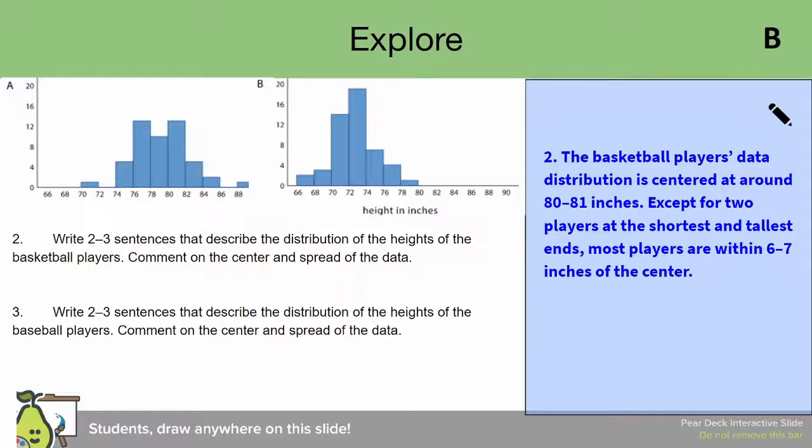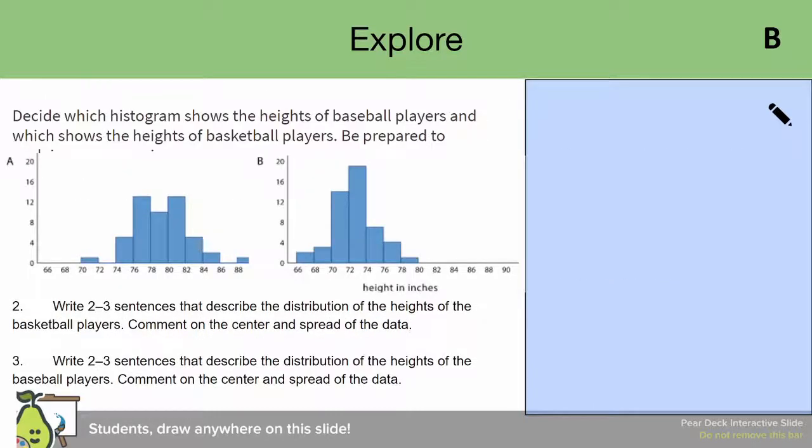Let's move on. Question number 3. Please pause this video, read question 3 to yourself, and then we will read it together. Alright, welcome back. Question number 3 reads, write 2 to 3 sentences that describe the distribution of the heights of the baseball players. Comment on the center and spread of the data. Okay, so with that said, what did you get? Please pause the video and let us know what you got for the distribution of the data for histogram B.